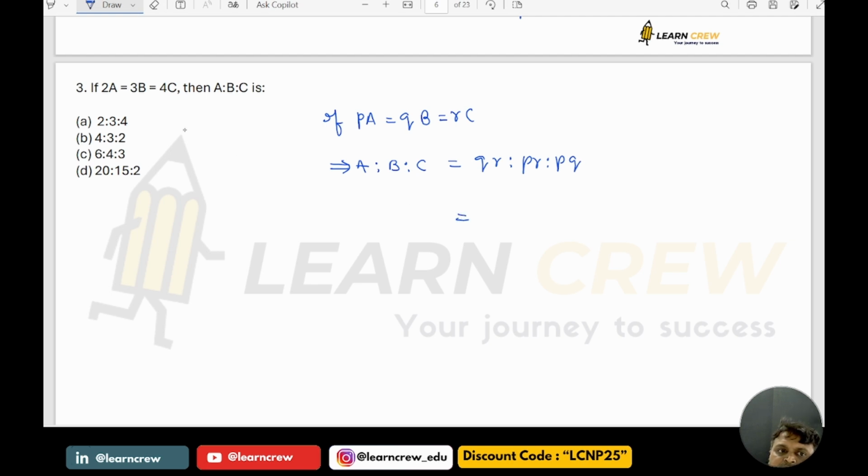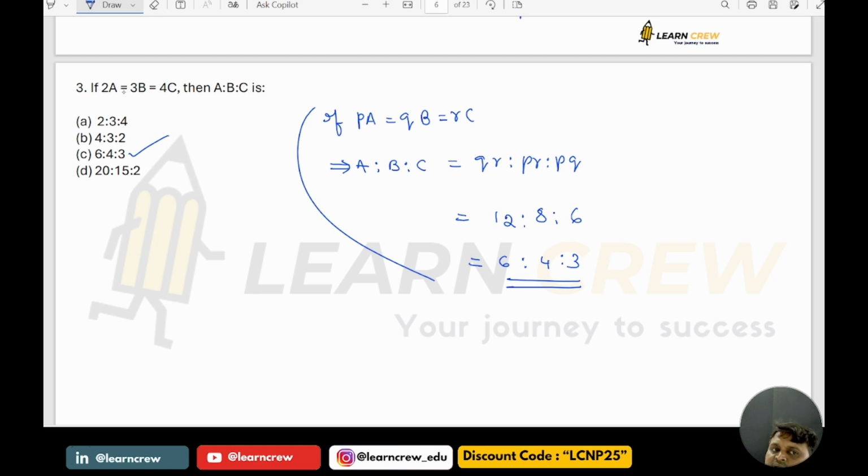So here beside A you have 2. You don't get 2, 3 into 4, 12. Beside B you have 3. You don't get 3, 2 into 4, 8. Beside C you have 4. You don't get 4, you will get 2 into 3, 6. Which is nothing but 2 6s, 2 4s, 2 3s, which is 6 is to 4 is to 3. Option C is the answer.